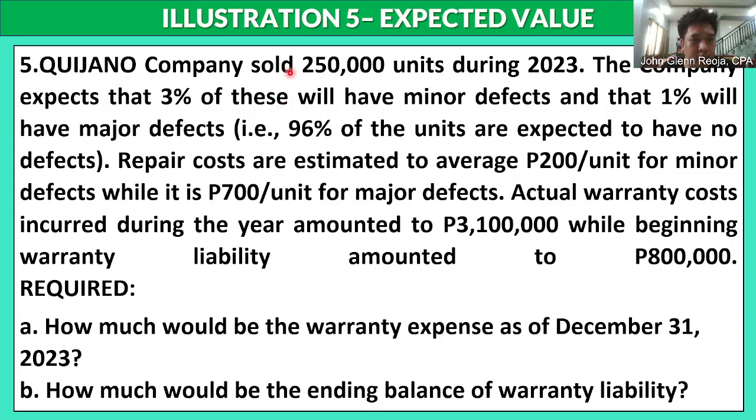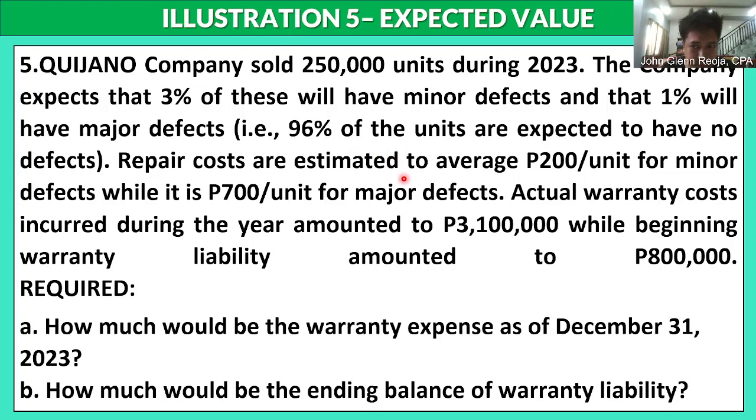So, the company sold 250,000 units during 2023, and the company expects that 3% out of 250,000 units will have minor defects, and 1% of the 250,000 units will have major defects. So, sabi niya dito, 96% are expected to have no defects, since 3% minor, 1% major. So 4% yung mga may defects. So the repair costs are estimated to average 200 per unit for minor defects, while 700 per unit for major defects. So let's compute first for the estimated warranty expense.